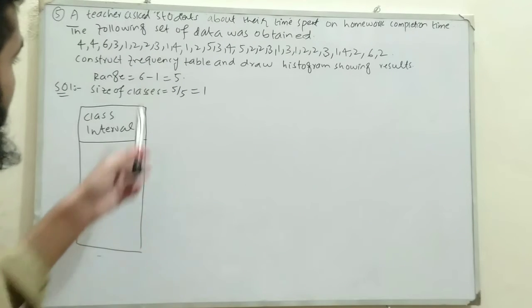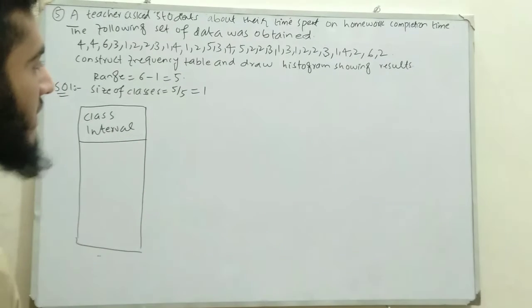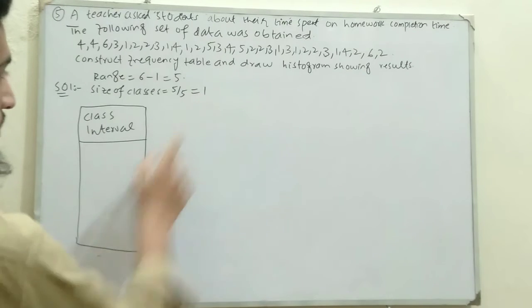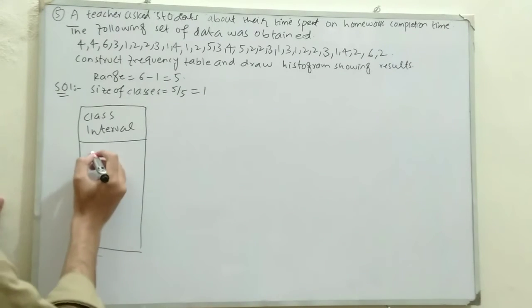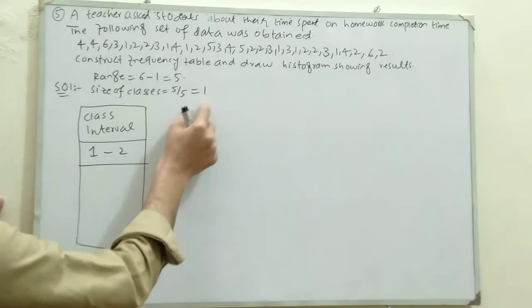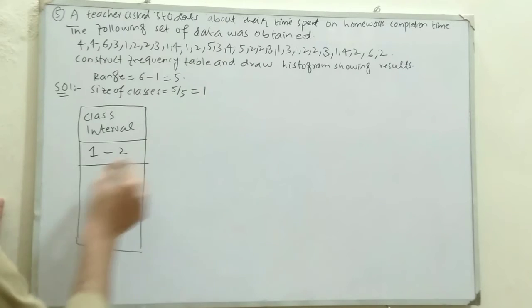So that tells us that the size of classes will be equal to 1. It means that the difference between each and every lower and higher limit must be equal to 1. So let's suppose I start from 1 and it goes to 2, because 2 minus 1 gives us 1, so the difference must be equal to 1.